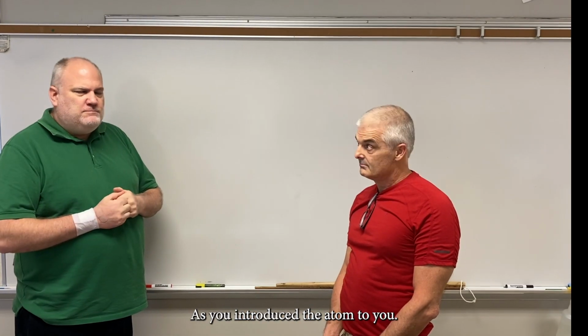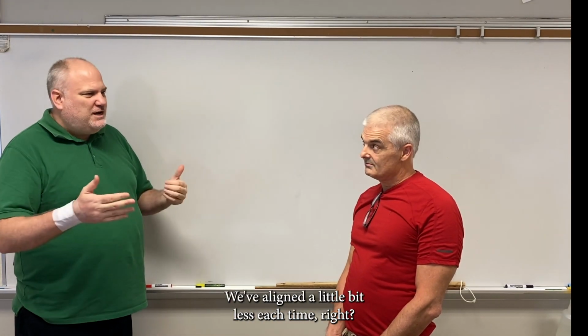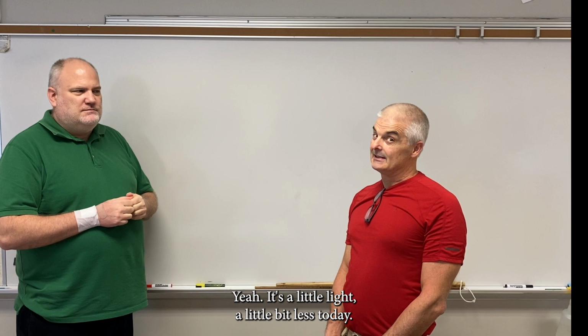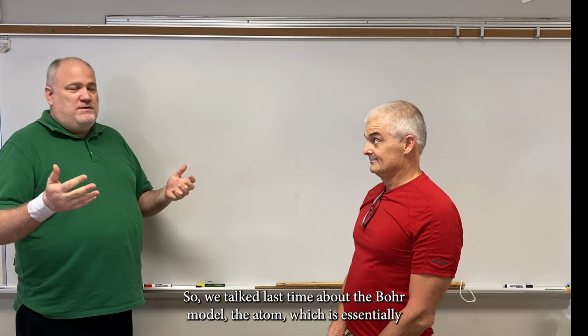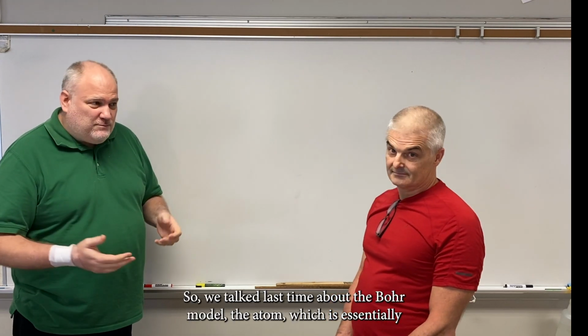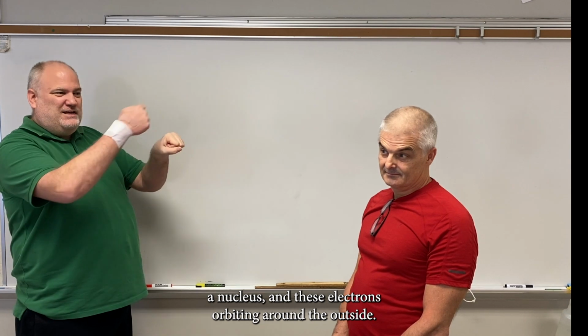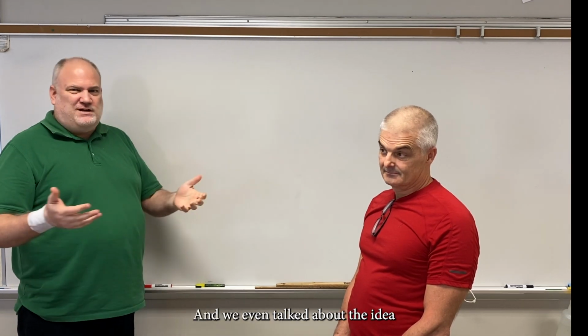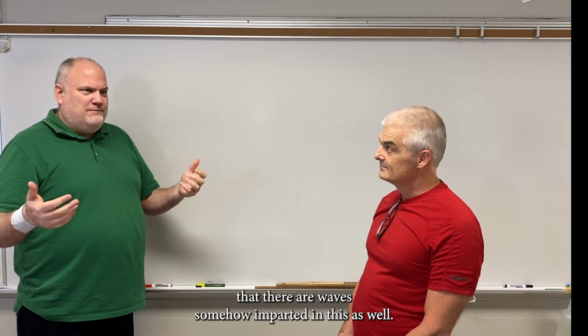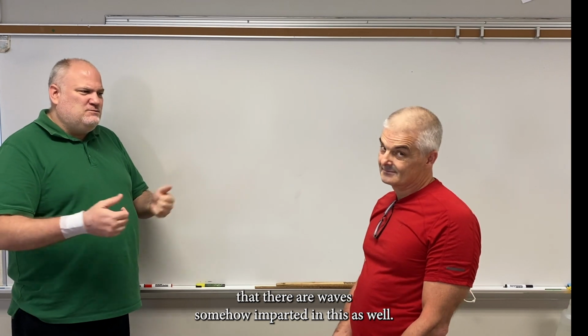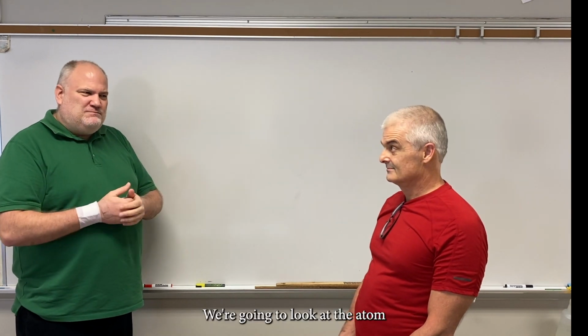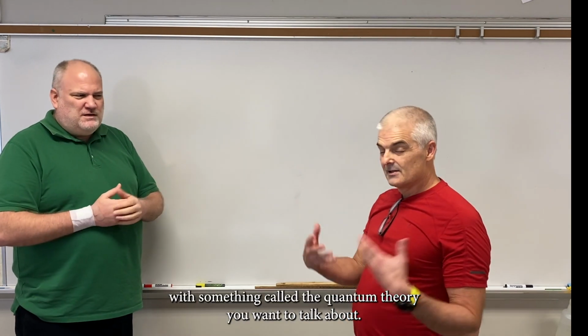We've introduced the atom to you, and we've been lying a little bit less each time, right? Yeah, so we're going to lie a little bit less today. We talked last time about the Bohr model of the atom, which is essentially a nucleus and electrons orbiting around the outside. We even talked about the idea that there are waves somehow imparted in this as well. We're going to look at the atom with something called the quantum theory.